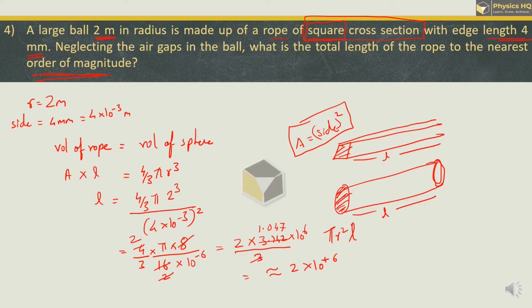Because they have asked for the nearest order of magnitude, and the nearest order of magnitude over here is 10 raised to 6. So this is the answer that we have. Let us go ahead with the next sum.